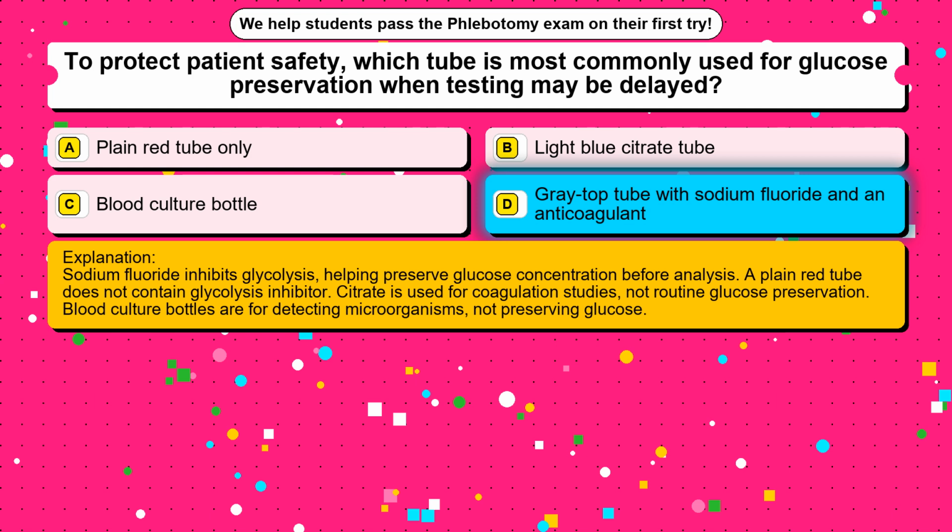A plain red tube does not contain a glycolysis inhibitor. Citrate is used for coagulation studies, not routine glucose preservation. Blood culture bottles are for detecting microorganisms, not preserving glucose.